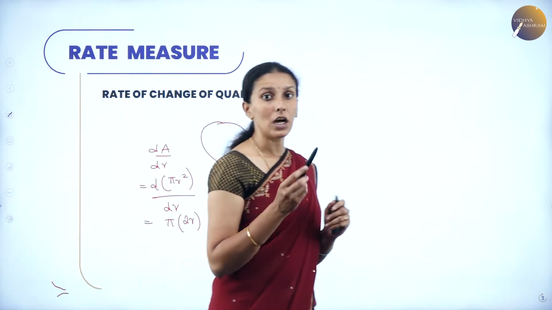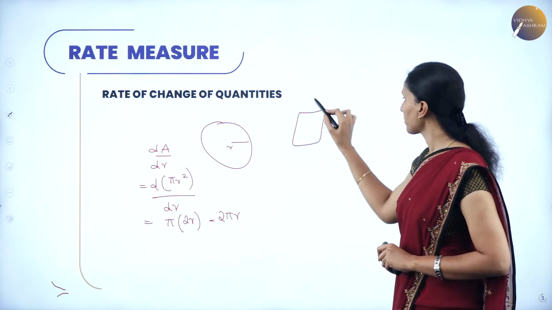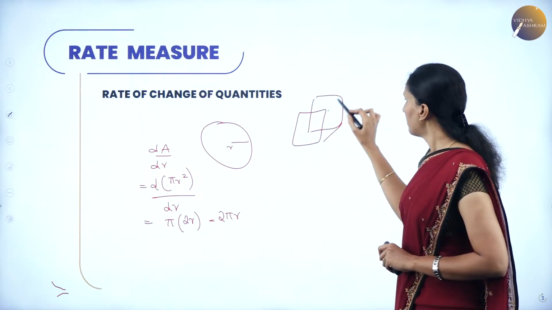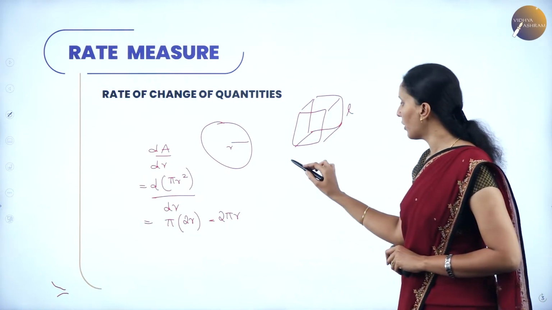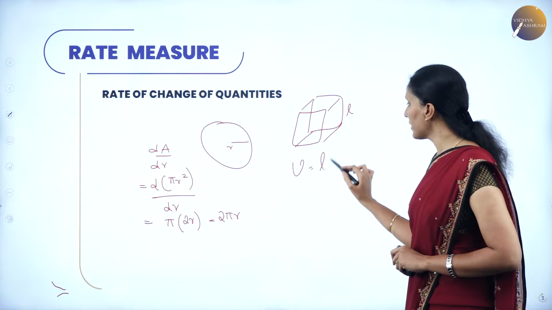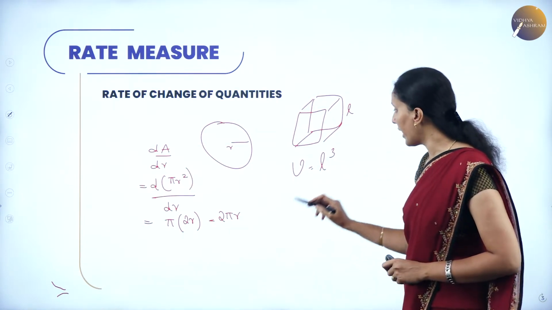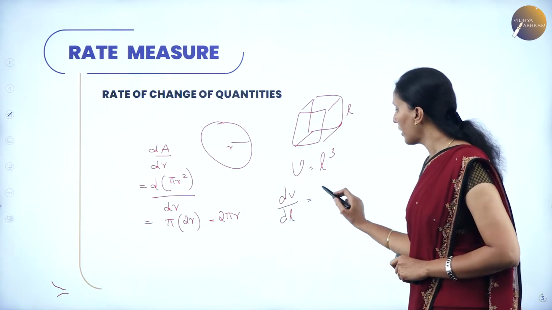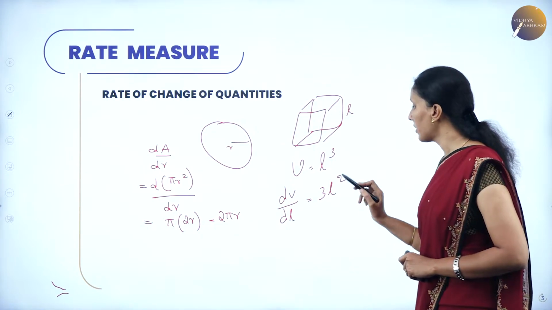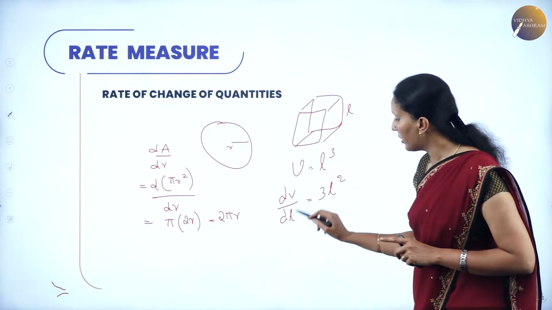Similarly, consider a cube of length L. So here is a cube, and I'll just consider the length L. The volume of a cube is L cube. What is the change of volume with respect to length? That is dV by dL. Here it is 3L square. So this is the rate of change of volume with respect to side.